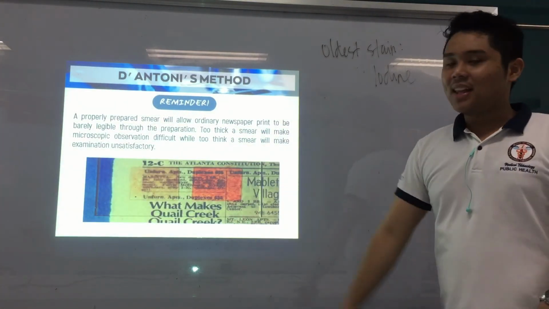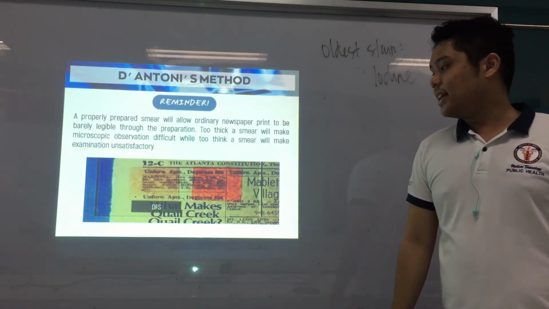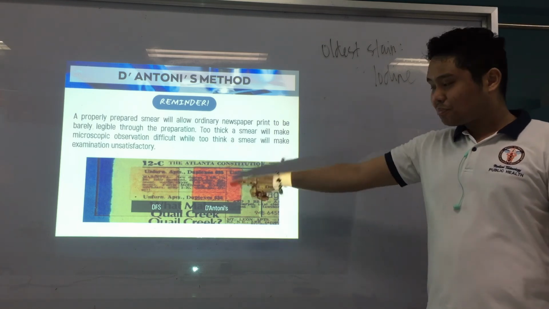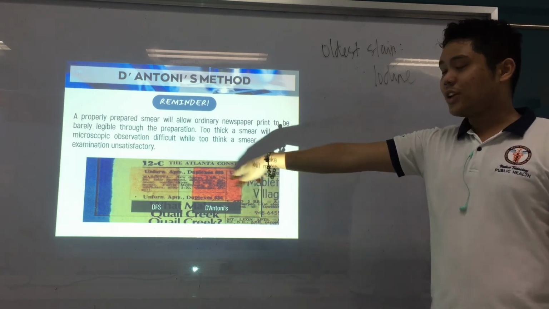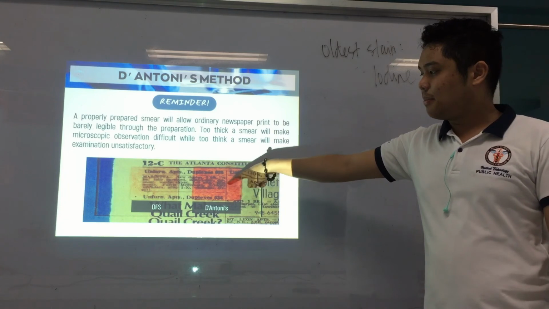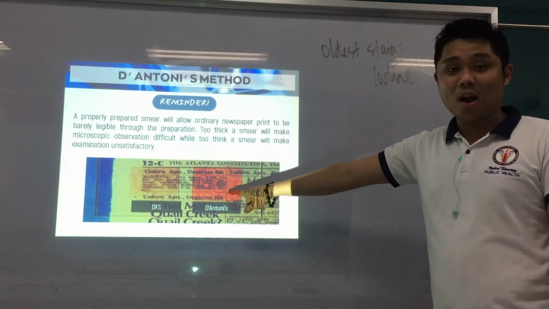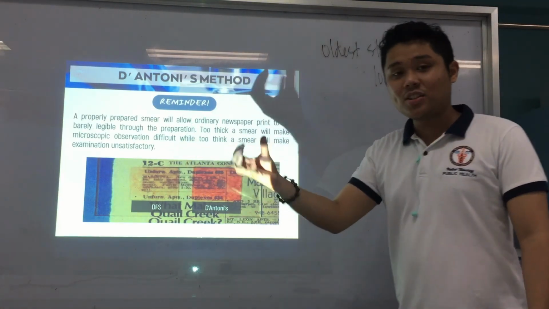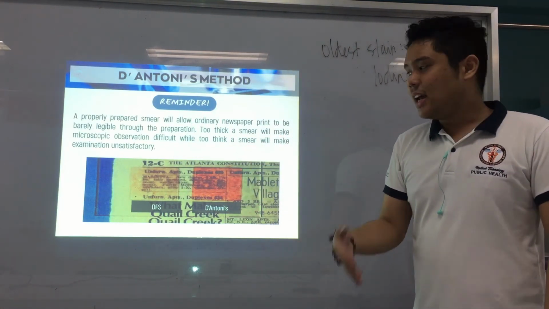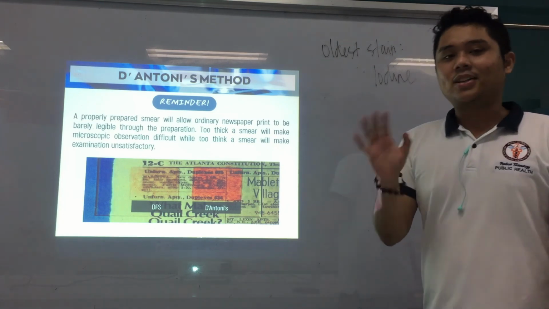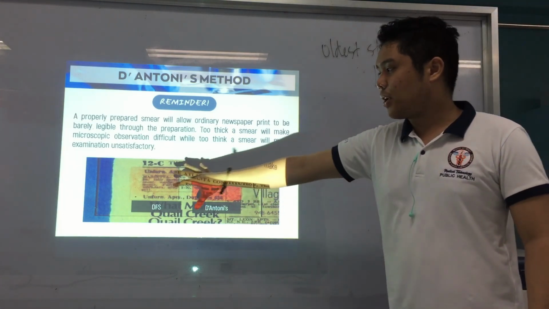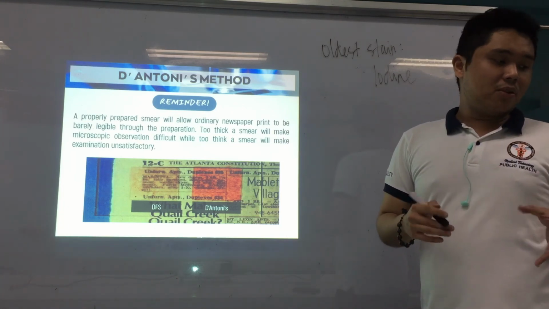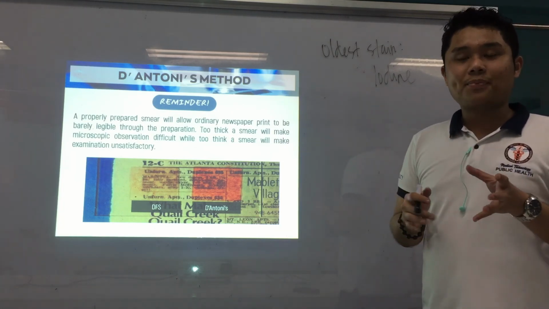This is now the DFS, and this is now your D'Antoni's. I just repeated the picture. As you can see, you have a darker color, reddish brown. This is due to the iodine. As you can see, the print is barely legible. You can still see the print, but it is not clear. So this is a properly prepared smear. Make sure again that there are no bubbles; try to avoid them when putting the cover slip.